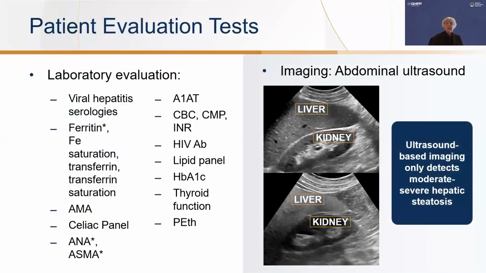Okay. So laboratory evaluation, what are we looking for? We're going to look for some viral hepatitis serologies. We're going to look at ferritin, iron saturation, transferrin saturation again, AMA, and we're going to look for celiac panel. ANA, we're going to look for smooth muscle antibody. Alpha-1 antitrypsin, CBC, CMP, INR, HIV, a lipid panel.